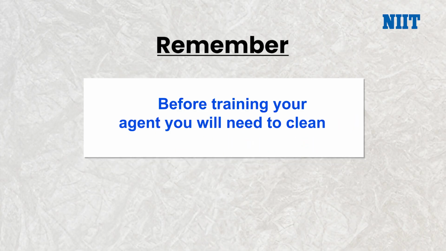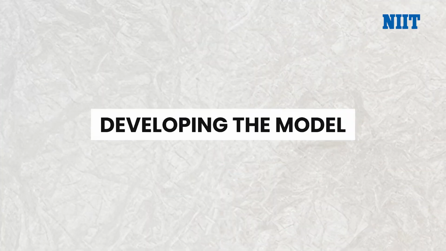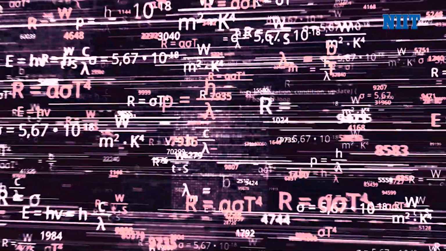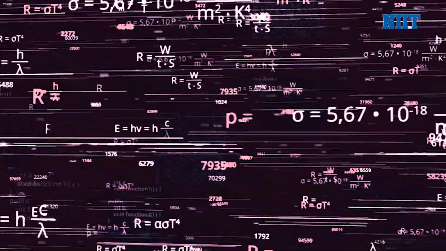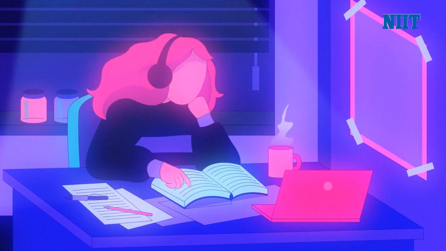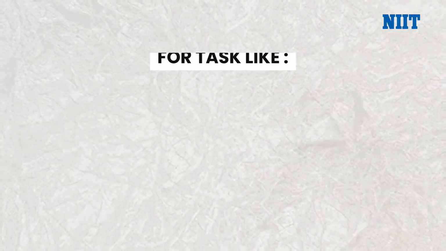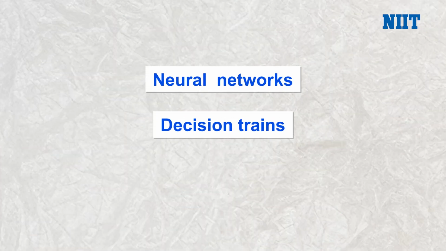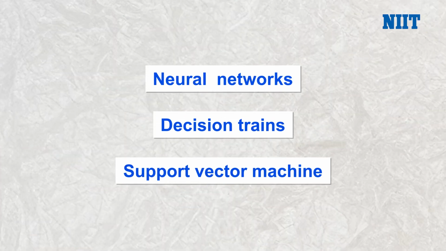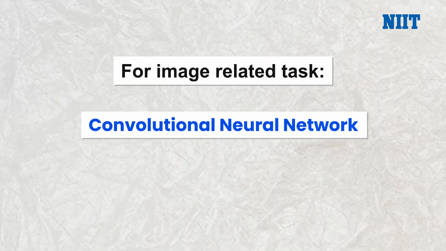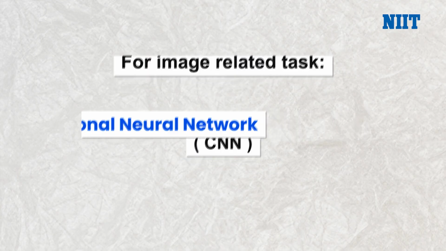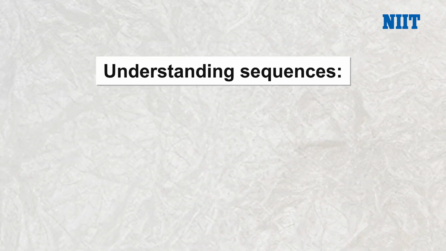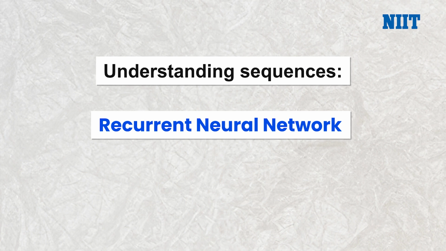And now comes the exciting part, developing the model. This is where you choose the algorithms that will make your AI agent smart. The model you pick depends on the kind of problem you are solving. For tasks like sorting and labeling data, you might use decision trees, neural networks, or support vector machines. For image related tasks, convolutional neural networks, that is CNNs, work best. And for understanding sequences like text or speech, recurrent neural networks, that is RNNs, are a great fit.